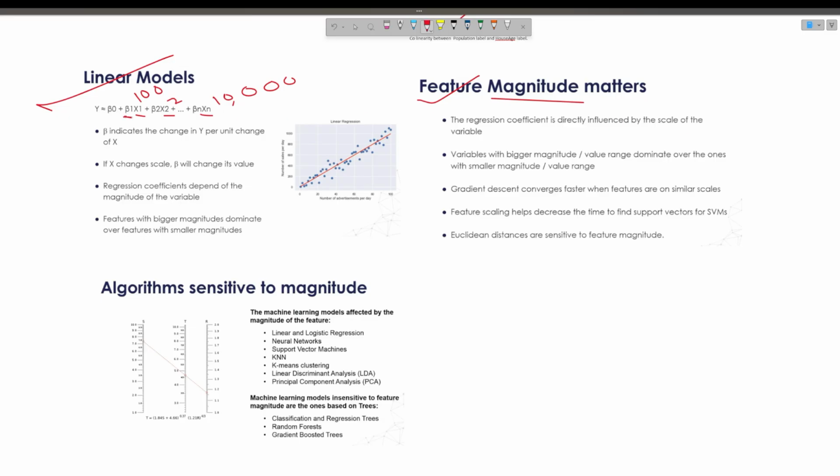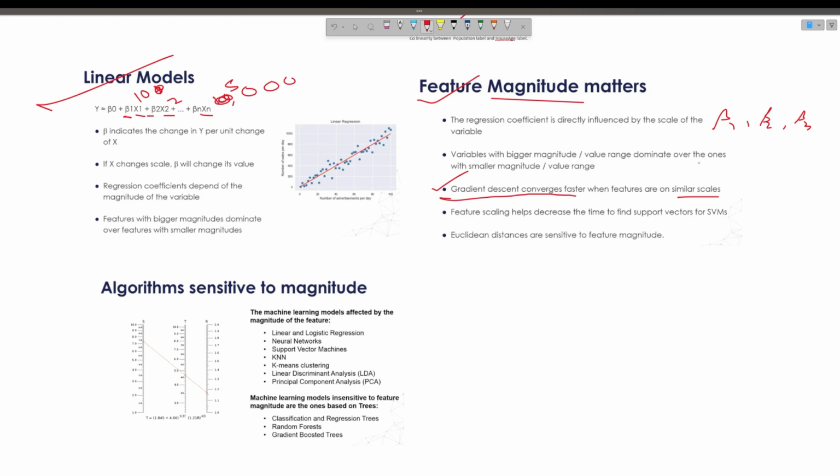These are our coefficients, beta 1, beta 2, beta 3 and so on. Variables with bigger magnitude or value range dominate over the ones with smaller ones. So whichever has the bigger value, like xn or x1, dominates x2. And gradient descent converges faster when weights are on similar scale. So if the range is almost near, like 2, maybe 10, maybe 5 or something, so it's very near, so gradient descent converges faster.